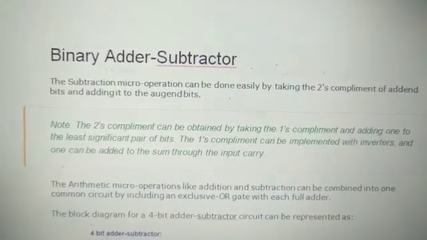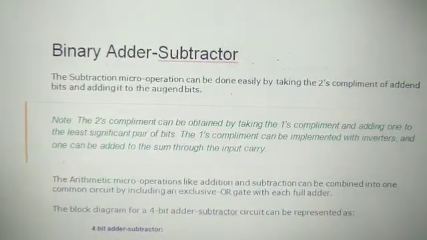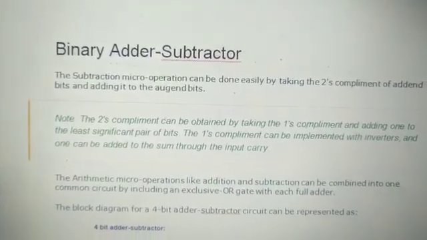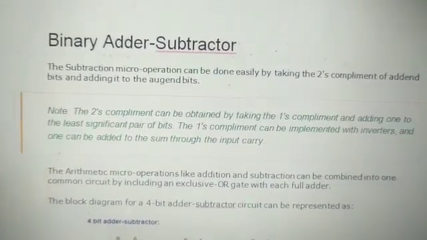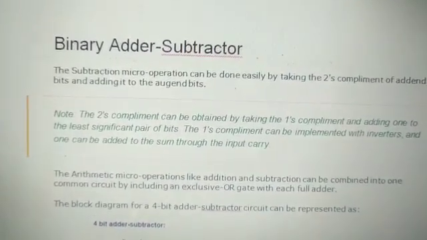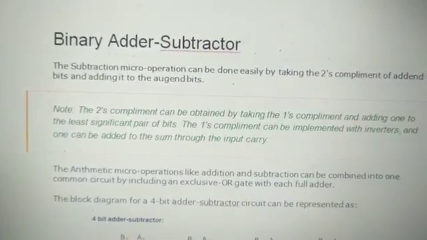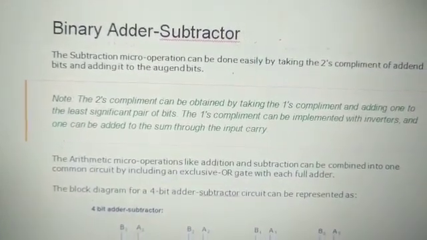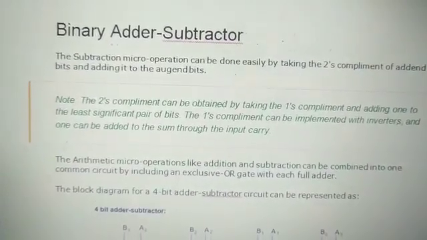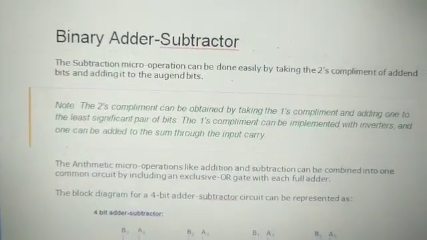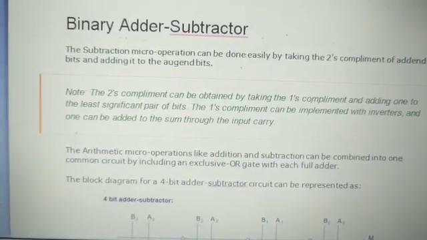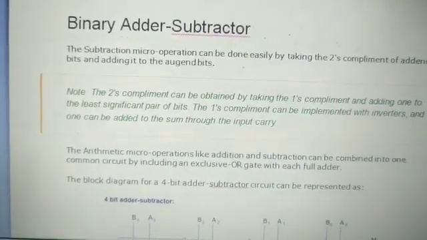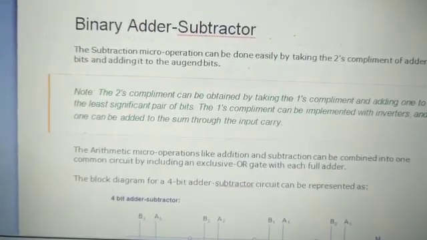Today's topic is the binary adder subtractor, or you can say the 4-bit parallel adder subtractor circuit. What is the function of it? Arithmetic micro operations like addition and subtraction can be combined into one common circuit, including an exclusive OR gate with a full adder. In this circuit we can perform both addition and subtraction. Both the operations are combined into one circuit.